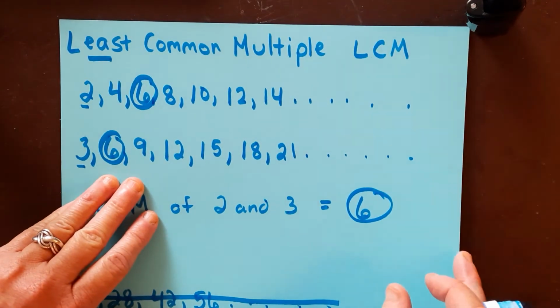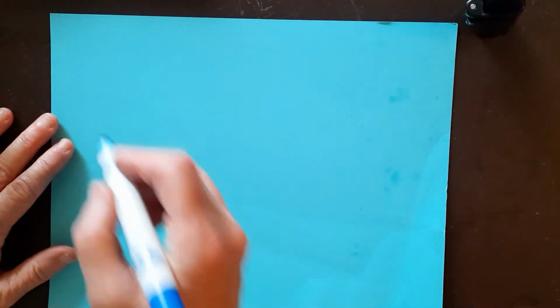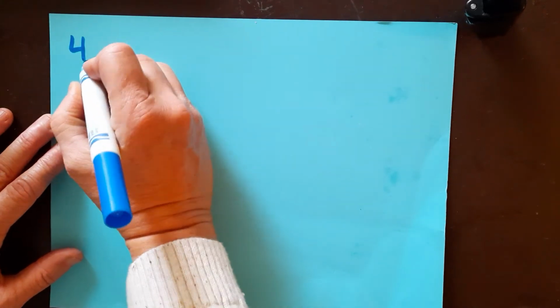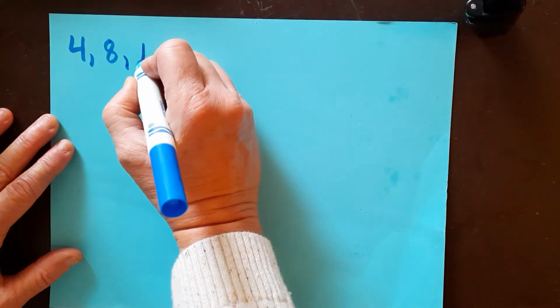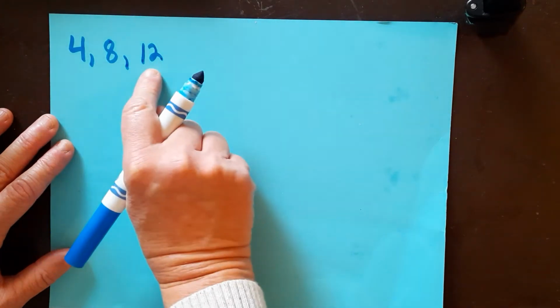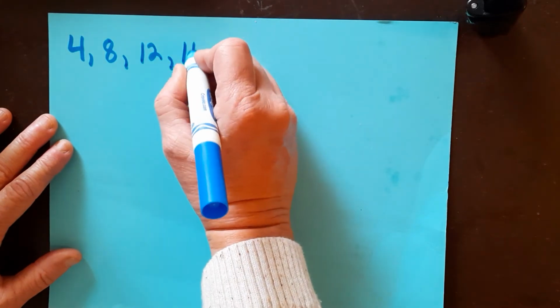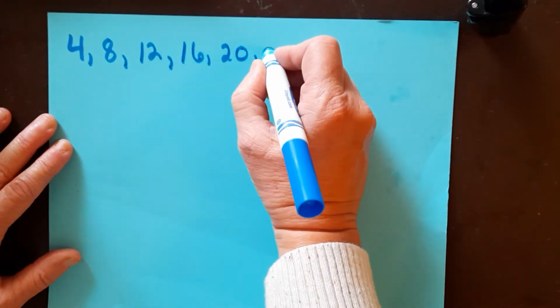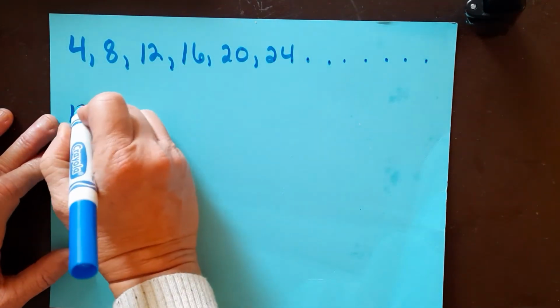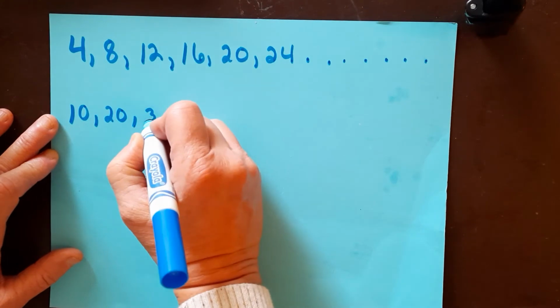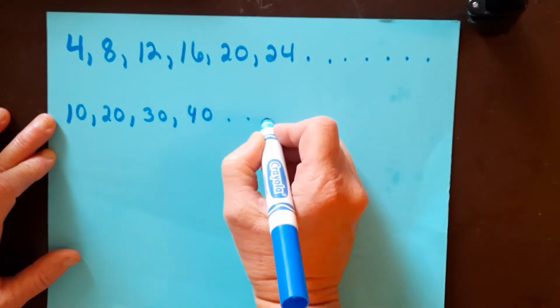So let's try to find the least common multiple of 2 different numbers. We're going to go ahead and find the least common multiple of 4 and 10. So we'll start by counting by 4s, or finding the multiples of 4. 4, 8, 12, that's 4 times 1, 4 times 2, 4 times 3, 4 times 4, 4 times 5, etc. We're just counting by 4s to find the multiples of 4. The multiples of 10 are counting by 10s, 10, 20, 30, 40, etc.